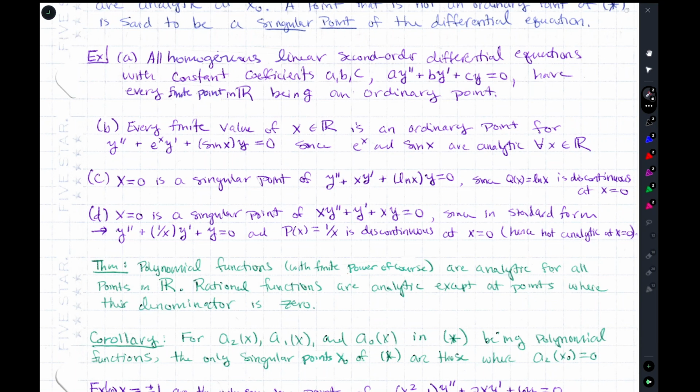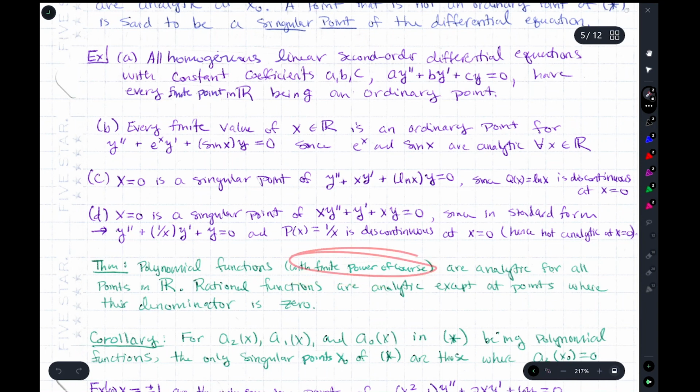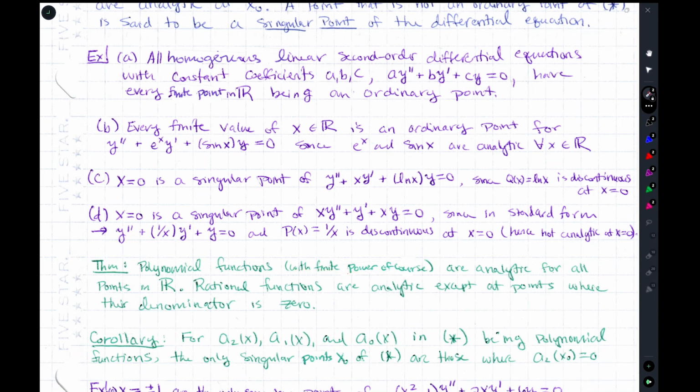So we're going to be spending a lot of time talking about polynomial coefficients. So let's say something about those. Polynomial functions with finite powers, of course. I'm just saying finite power because power series are not polynomial functions. They're kind of like an infinite polynomial. We're not talking about that. But a polynomial function, one of just degree, power n, is analytic for all points in R. Okay, so polynomial functions are analytic.